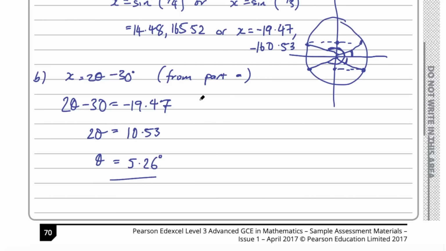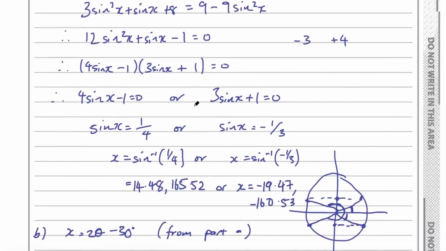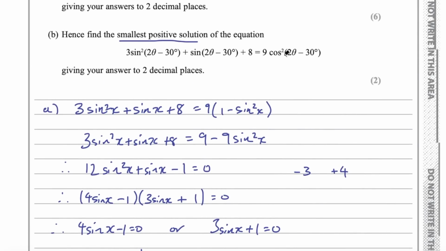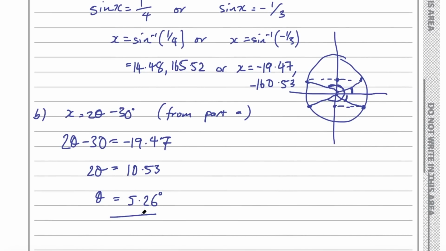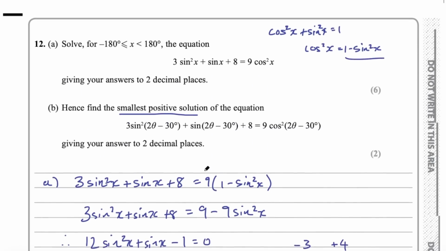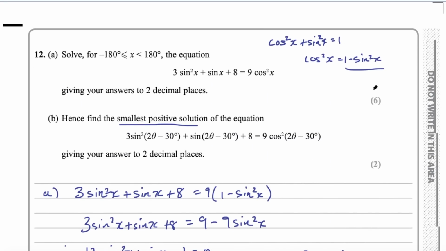And if you want to be safe, you can substitute that back into that equation to make sure the left hand side equals the right hand side, but that's going to give you the smallest positive value for theta, and that was part B for 2 marks, and question 12 was a total of 8 marks.